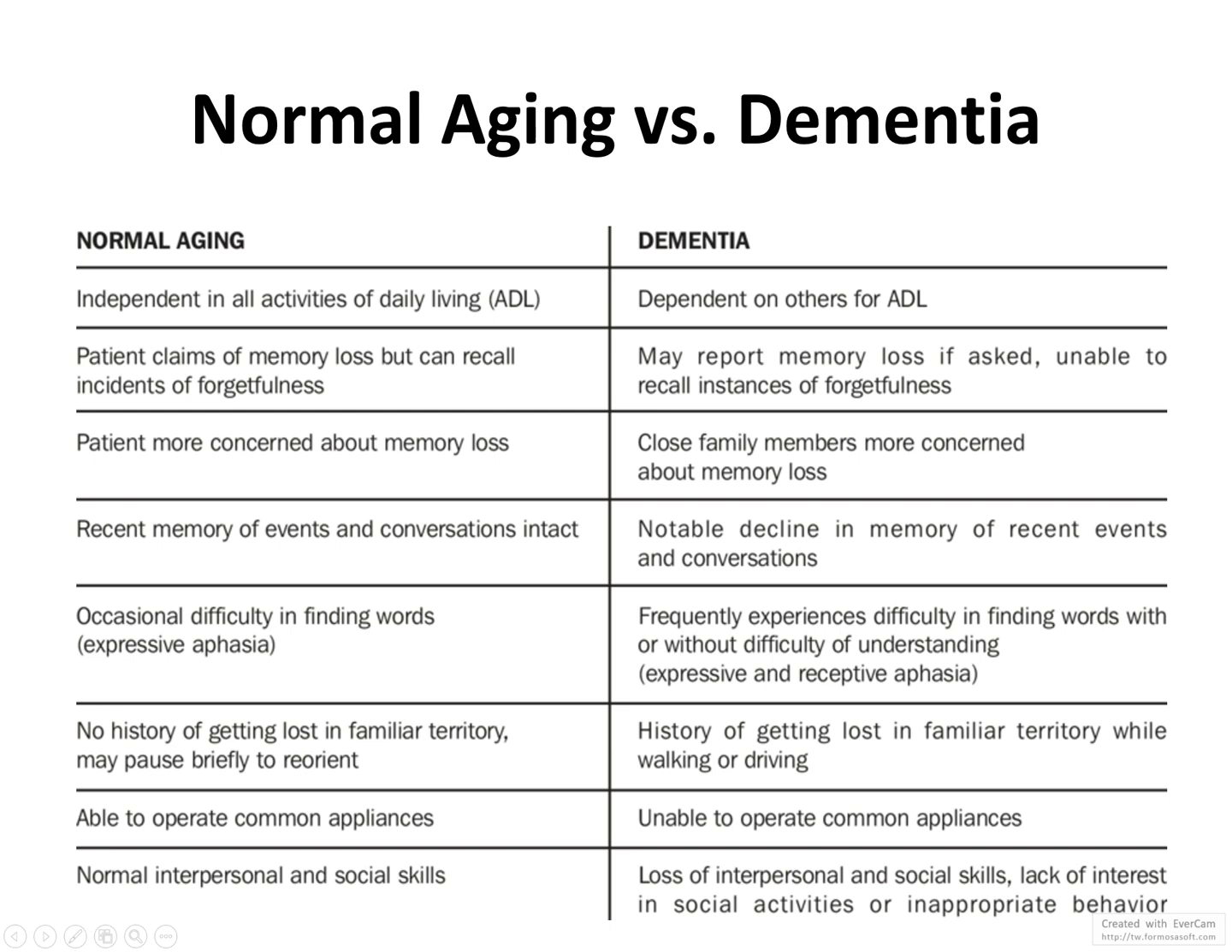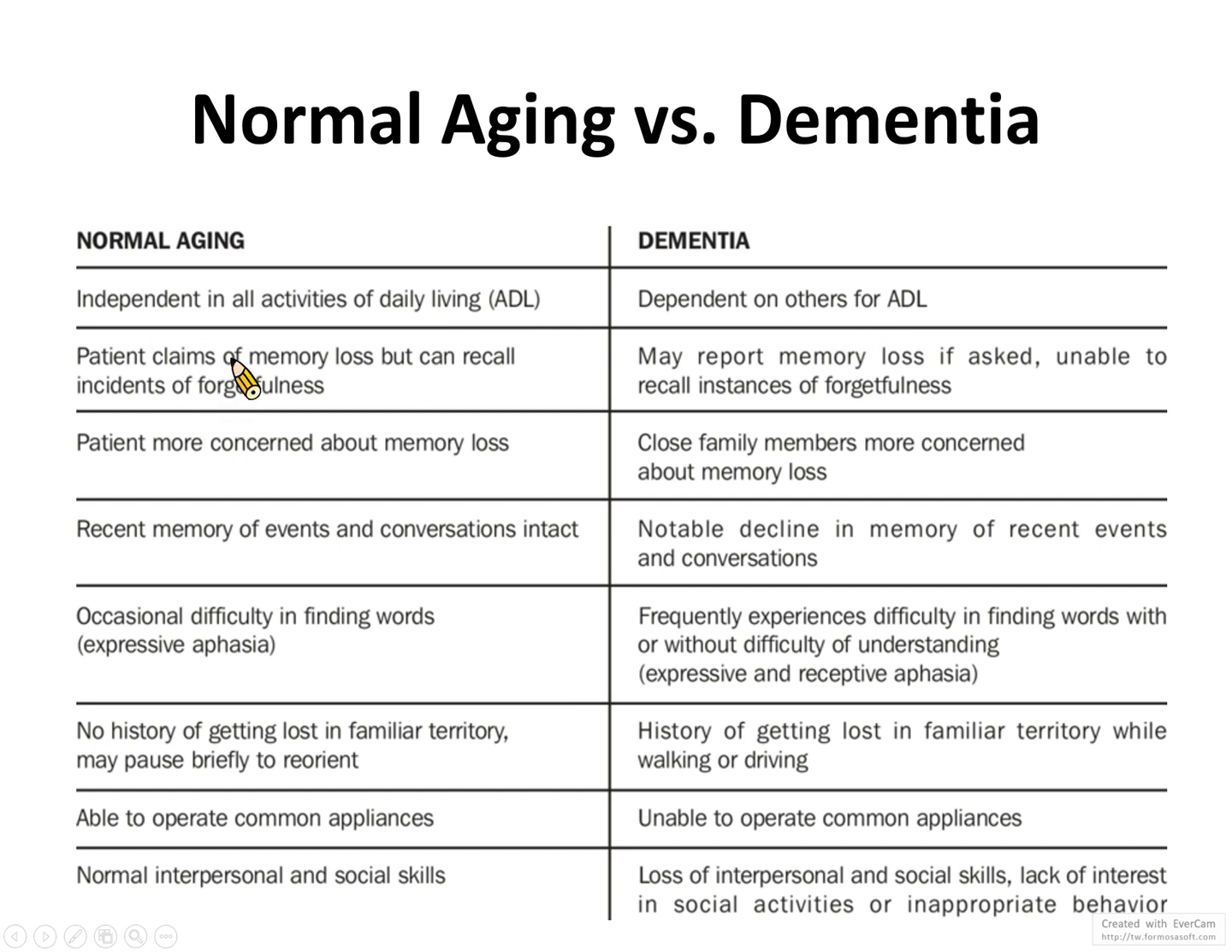So let's just cite this table, just for your reference. In general, normal aging should be independent in all activities of daily living, the so-called ADL. In contrast to normal aging, patients with dementia are dependent on others for ADL.